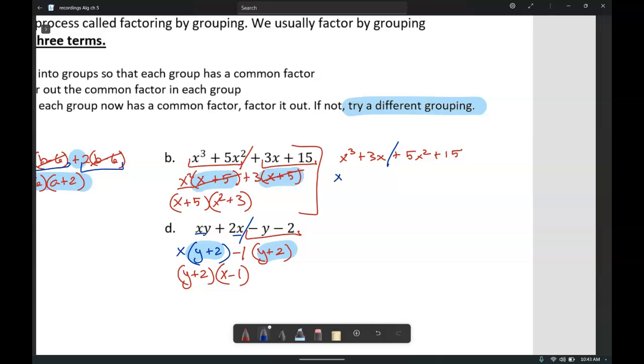I have a GCF of x, leaving me with x squared plus 3, and then a GCF of 5, leaving me with x squared plus 3. Now my matching binomial pair is x squared plus 3, and when it's factored out, I'm left with x plus 5, and we see that we get the same result.